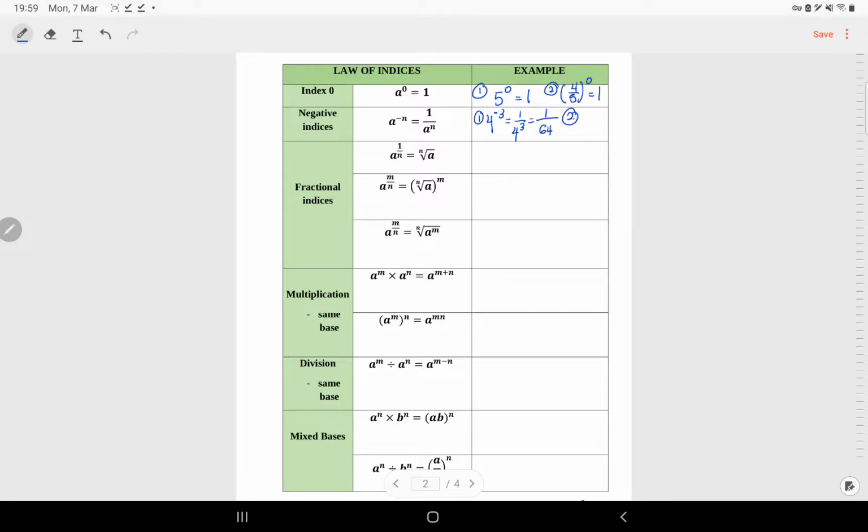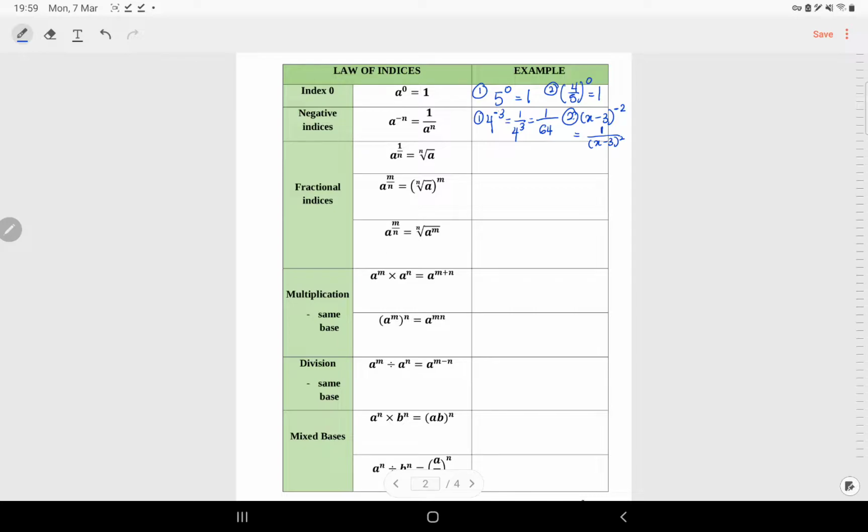Or for example, second example, say you have x minus 3, the whole thing to the power minus 2. Basically that means it is 1 over the factor x minus 3 to the power 2. Once you do 1 over, the negative power now becomes positive.